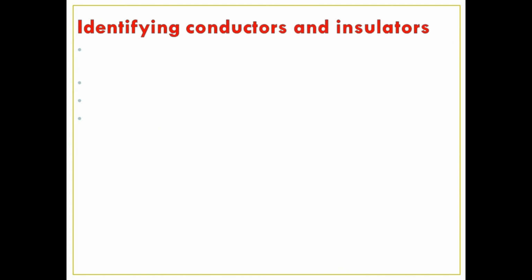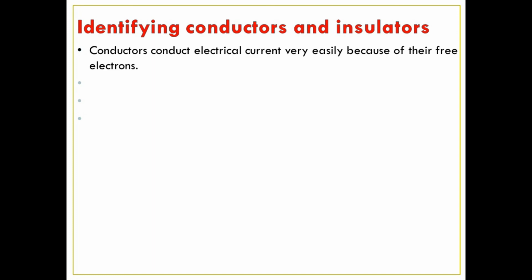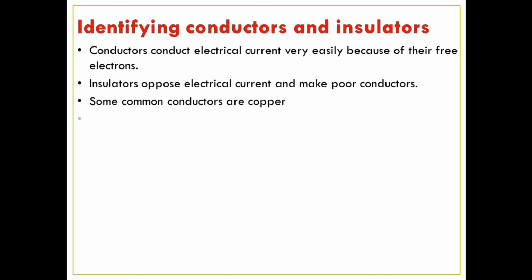Identifying the conductors and insulators. How do we identify them? Conductors conduct electricity very easily because of their free electrons. Got it? Whereas insulators oppose electric current and make poor conductors. Some common conductors are copper, aluminium, gold, and silver. Whereas some common insulators are glass, air, plastic, rubber, and wood.